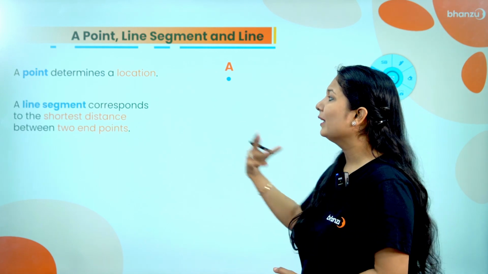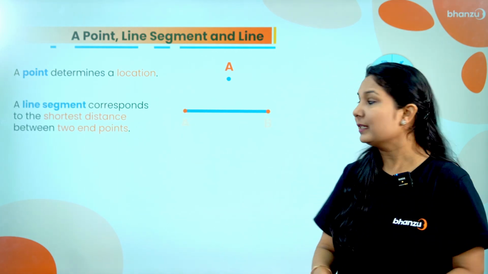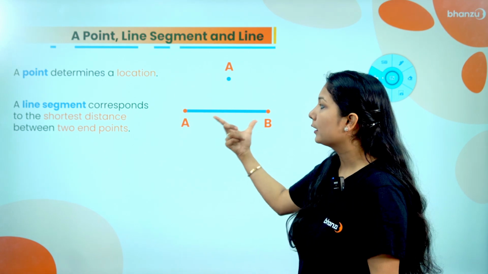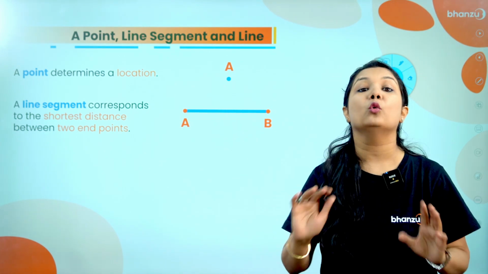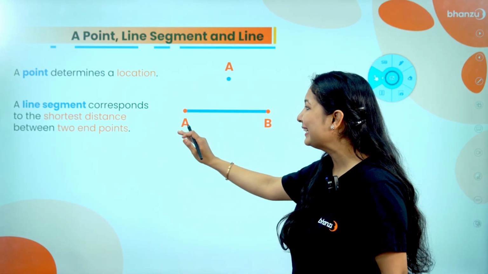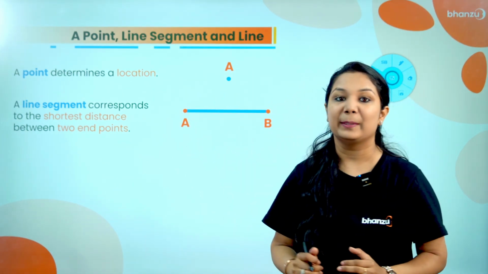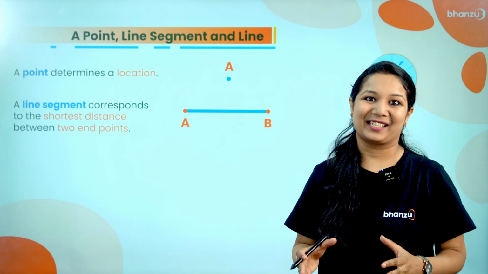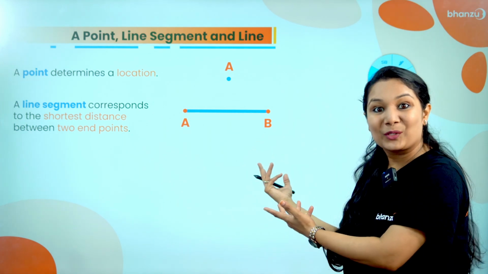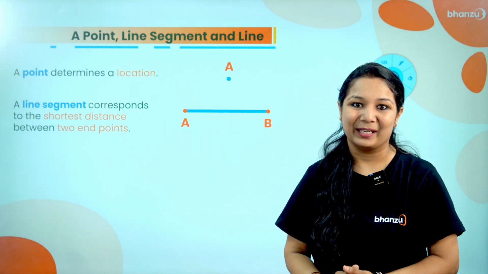And then we talk about a line segment. What is a line segment? It corresponds to the shortest distance between two endpoints. So what are the endpoints in this? It's A and B. The distance between A and B is the shortest distance between them, and this is what is called a line segment.